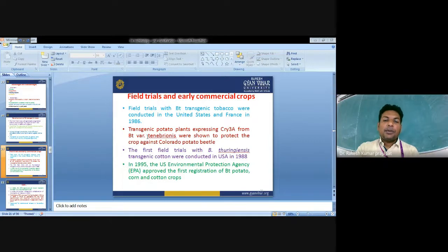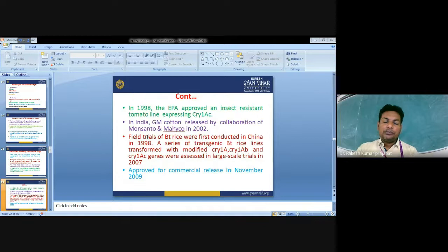Field trials with Bt transgenic tobacco were conducted in the United States and France in 1986. Transgenic potato plants expressing Cry3A from Bt variety tenebrionis were shown to protect the crop against the Colorado potato beetle. The first field trial with Bacillus thuringiensis transgenic cotton was conducted in the US in 1988. In 1995, the US Environmental Protection Agency approved the first registration of Bt potato, Bt corn and cotton crops. In 1998, the EPA approved an insect-resistant tomato line expressing the Cry1Ac protein.